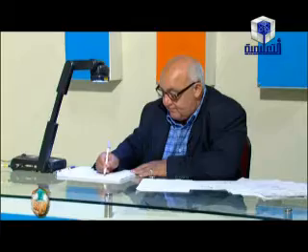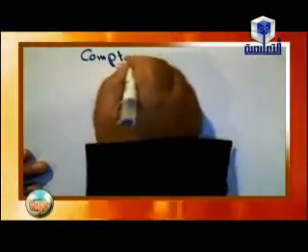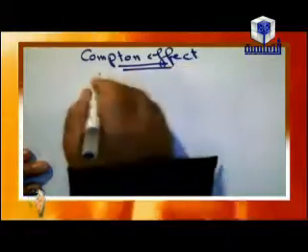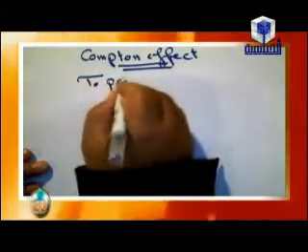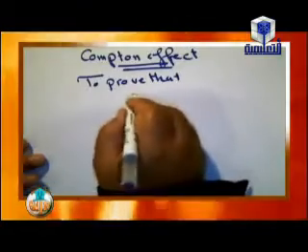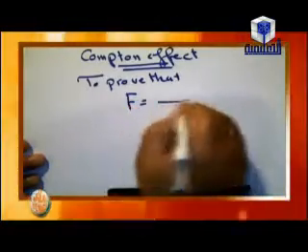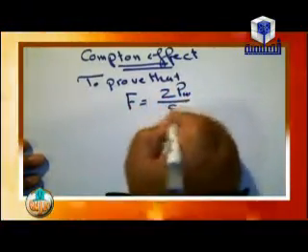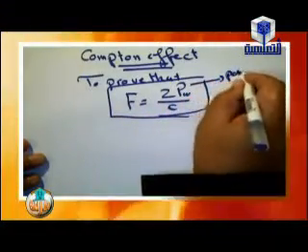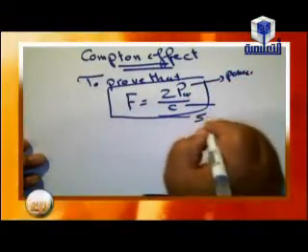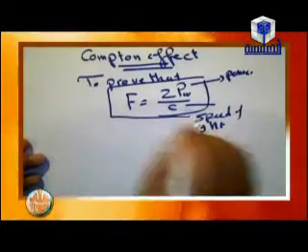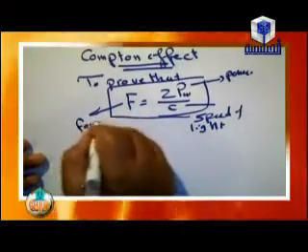Compton effect. To prove that, force equals P over C. P represents power and C represents the speed of light, and F is the force.